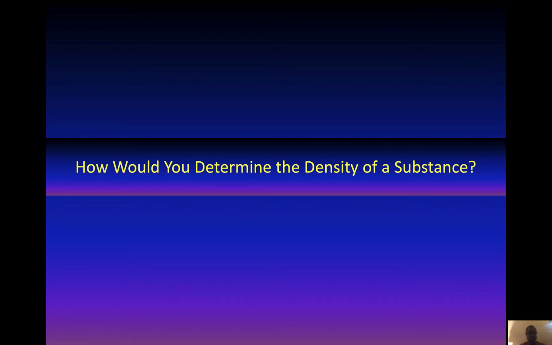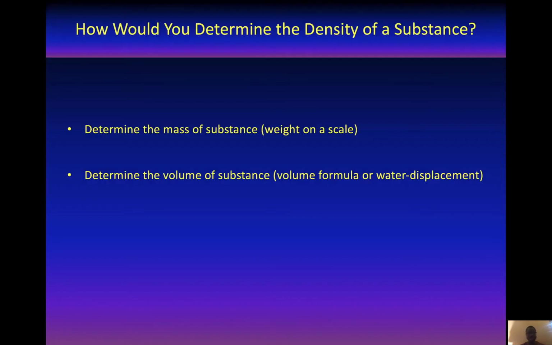In this talk, we will discuss how to determine the density of a substance. To determine the density of a substance, you need to know at least two things. One is the mass of the substance, and two is the volume of the substance. To find the mass of the substance, you just have to find a scale and then put your object or substance on the scale, and the scale will spit out a number for you.